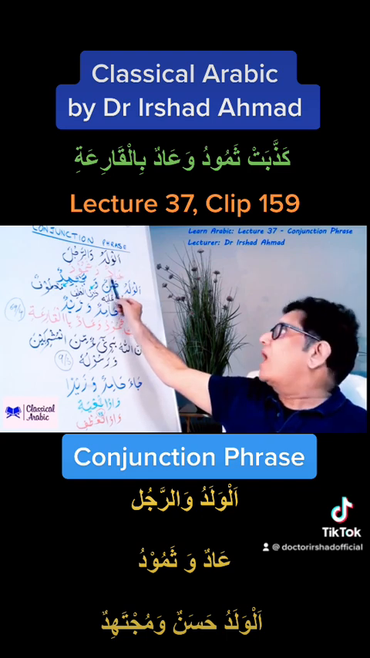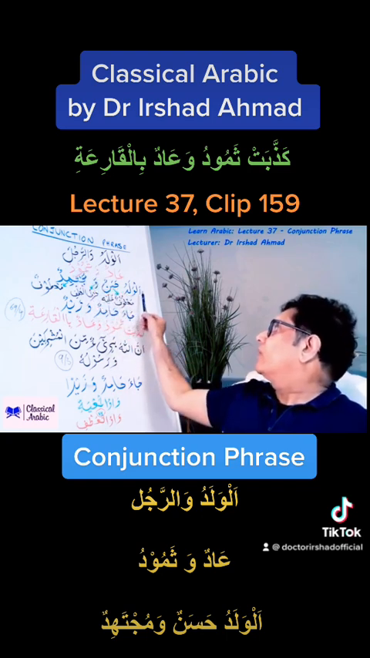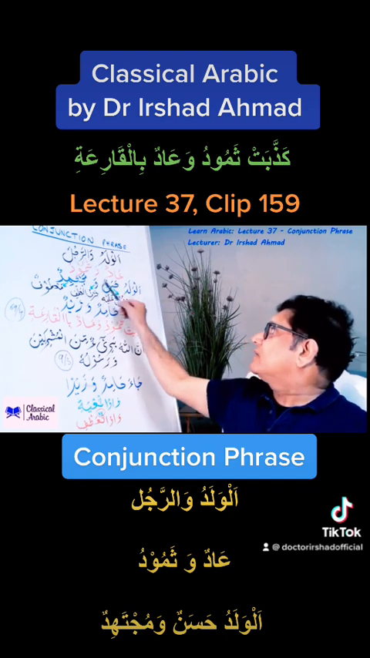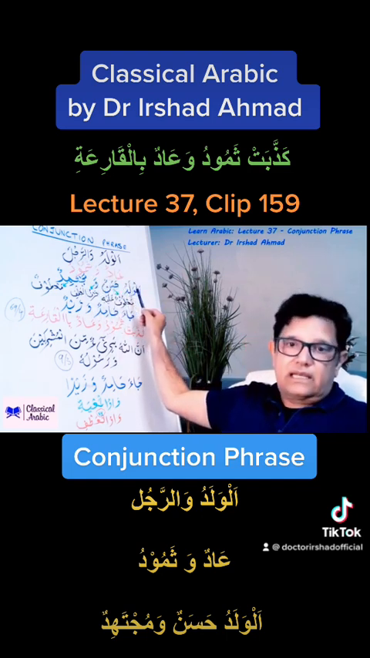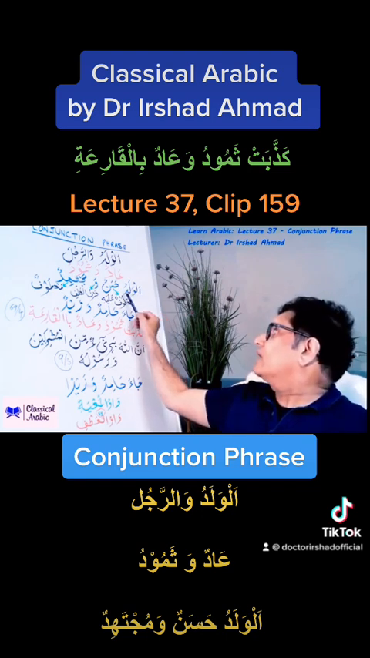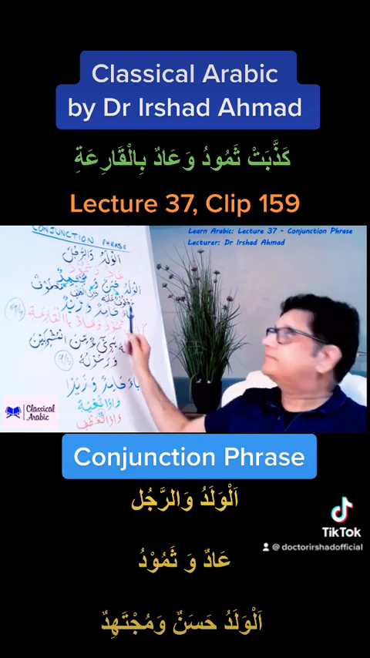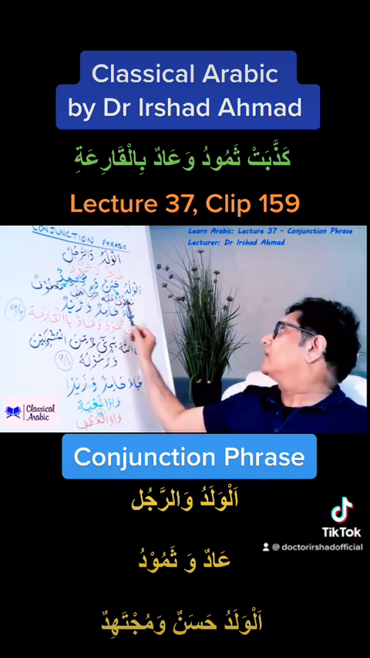We can also say adun was smoothun. Ad and smooth. These were simple phrases. We can make a sentence, a jumla ismiya. We can say al waladu hasanun wa mujtahidun. The boy is clever and hardworking.